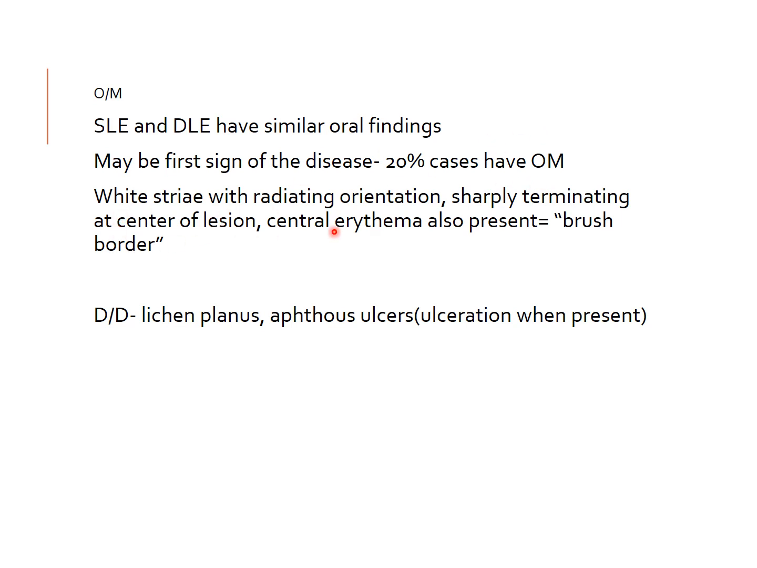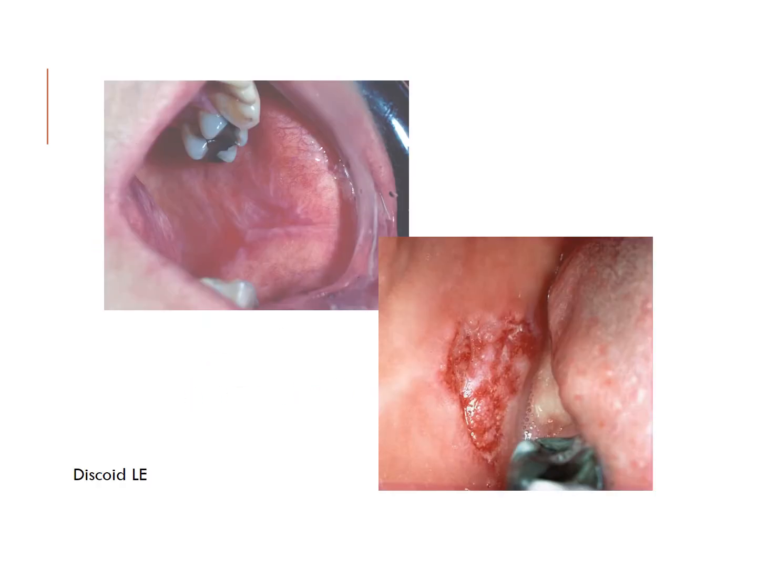White striae with radiating orientation, sharply demarcating at the center of the lesion. Central erythema is also present, which is called brush border appearance. I mean, there's central redness, and on the periphery you have white striae. It looks like a brush. So the differential diagnosis for this appearance of the lesion is lichen planus again, aphthous ulcer if there is an ulceration present. So this is an example of how DLE looks like: central redness with periphery having white areas.